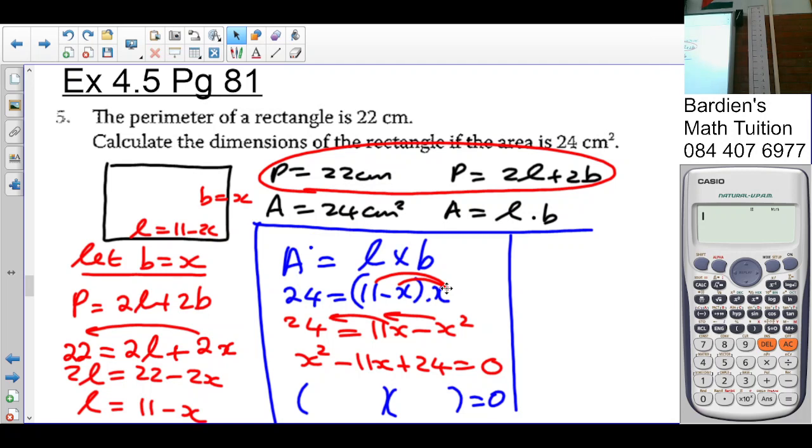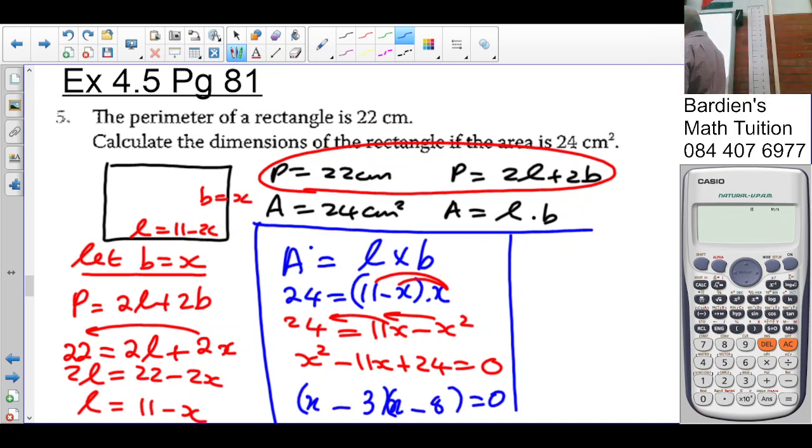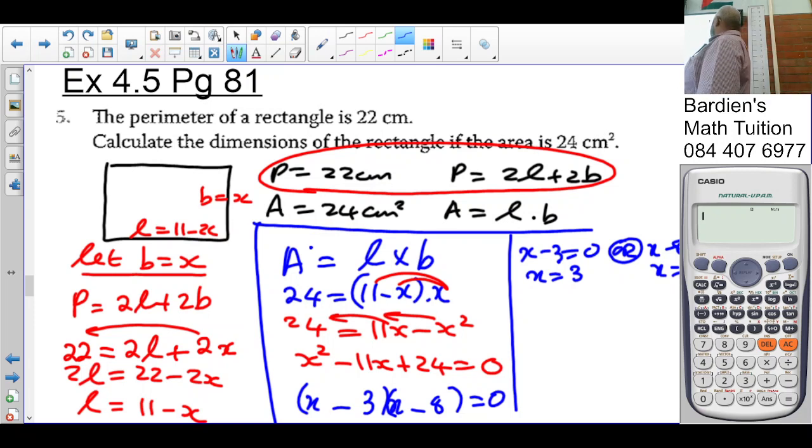So what are our factors? x and x, 3 and 8, both negative. So x minus 3 is equal to 0 or x minus 8 is equal to 0. So x is equal to 8 and x is equal to 3. Not so? But I have not answered the question yet.